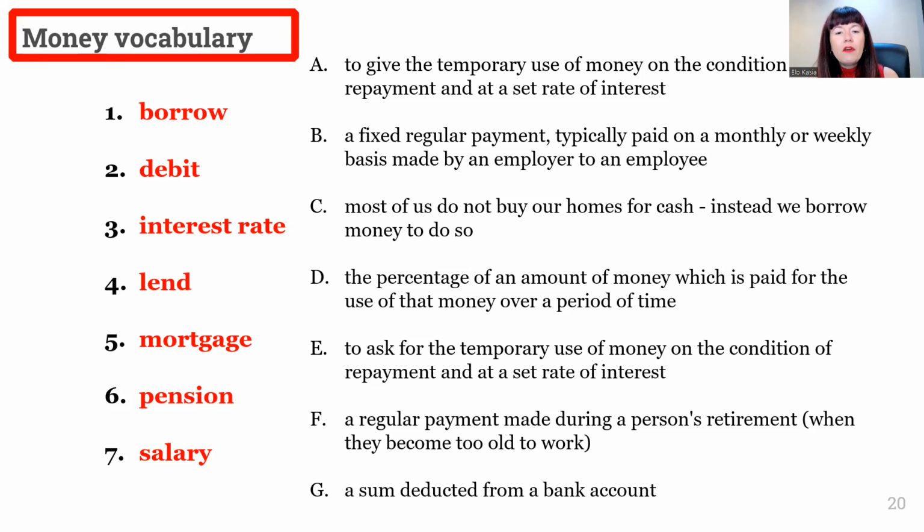Okay. Then we have, most of us do not buy our homes for cash, of course. Instead, we borrow money to do so. And what do we call that type of loan? Okay. D, the percentage of an amount of money which is paid for the use of that money over a period of time. Yeah. So you borrow some money, yes, and then you have to pay a little bit more, or sometimes a lot more. Yeah. E, to ask for the temporary use of money on the condition of repayment and at a set rate of interest.